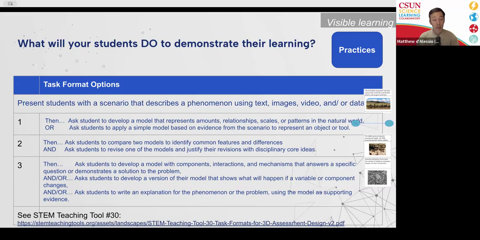There's a way you could build that up piece by piece and use this particular resource to help you find that. And that's just for modeling, but there are other ones for other practices if you're trying to assess other practices. Each one has task format options for you.